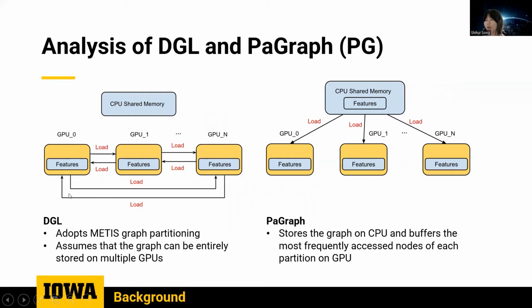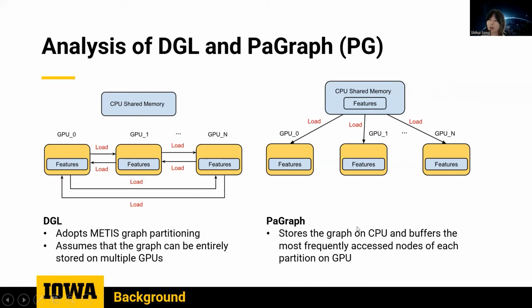Here are two current GNN systems that support multi-GPU training. The first one is DGL. It assumes that a graph can be entirely stored on multiple GPUs, so that the features will not be stored on CPU. And it adopts matrix partitioning, so that each GPU saves its partition from the matrix. And during training, each GPU can load features from its local memory and the other GPUs.